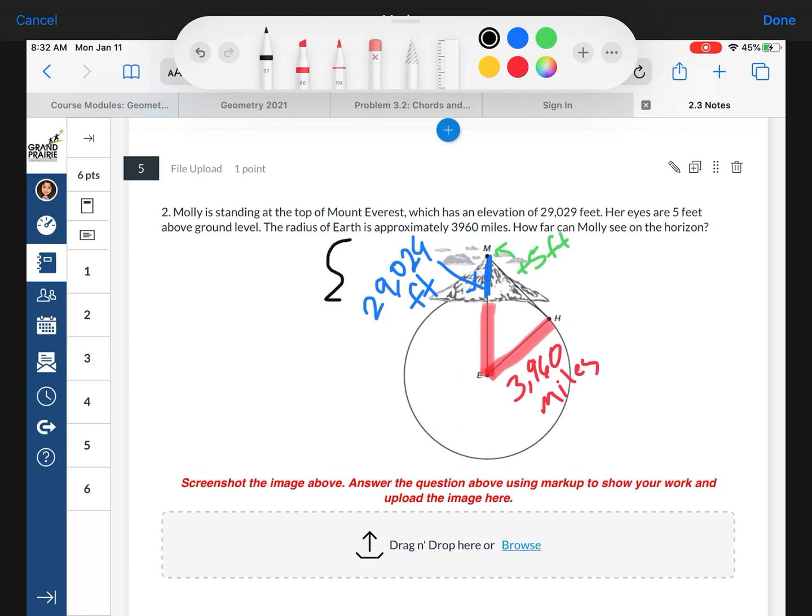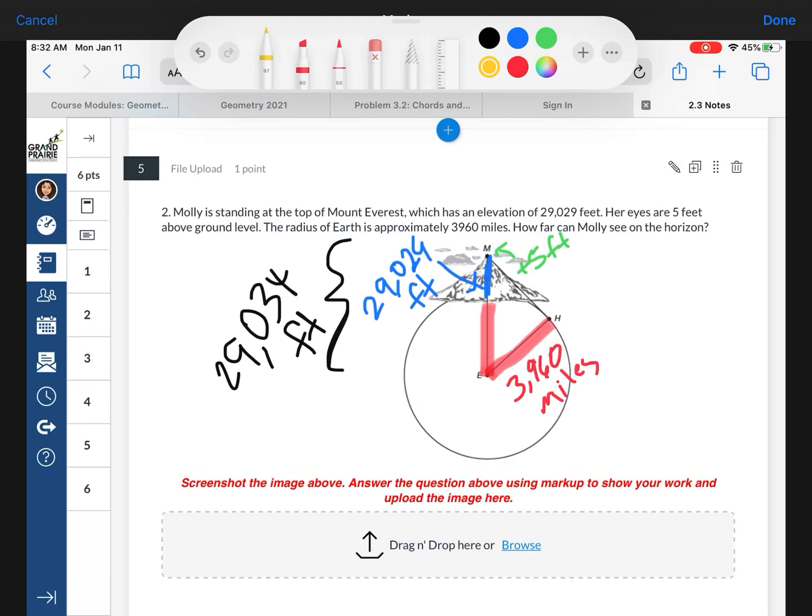Okay, and let's figure out the total distance. The total distance is what? 29,000. And I'm going to get my calculator here. So we're going to add 29,029 feet plus 5. And so the total here would be 29,034 feet. Okay?